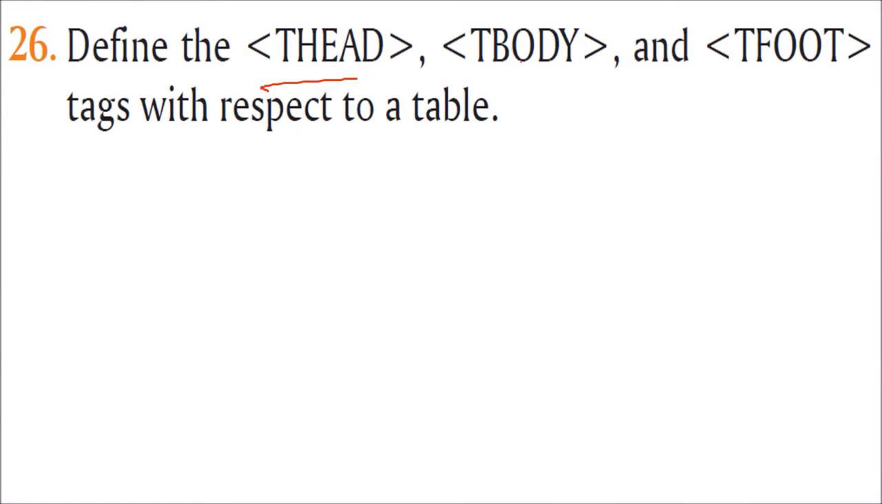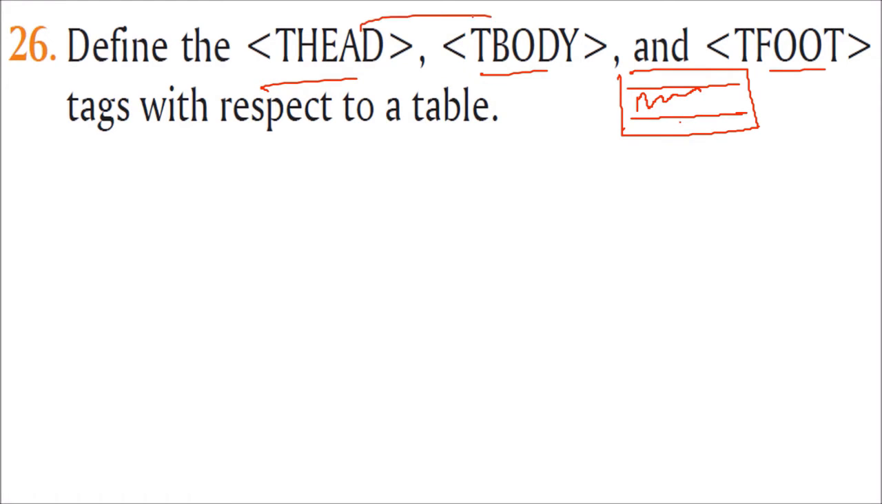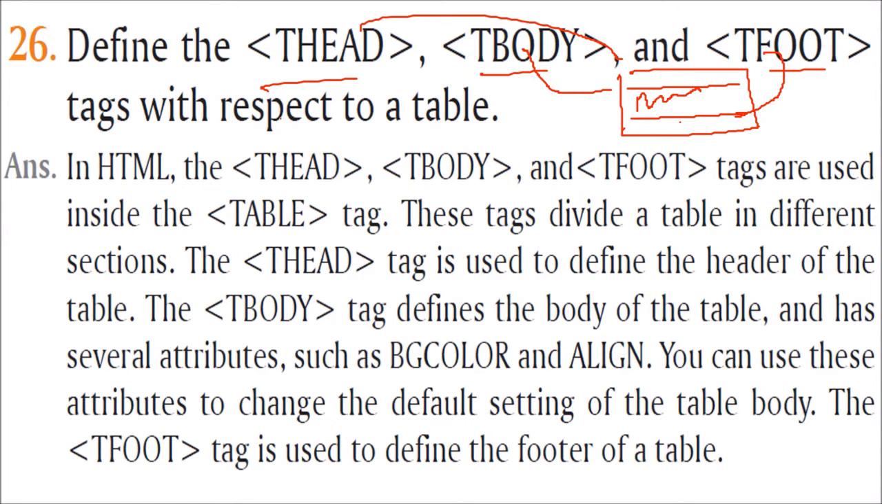Define t-head, t-body and t-foot. See, now in HTML5, a table can be divided or categorized into the head, then comes the body, and then comes the footer or foot. So t-head, t-body and t-foot tags are used to provide a formation or categorization inside the table tag. These tags divide the table into different sections actually.